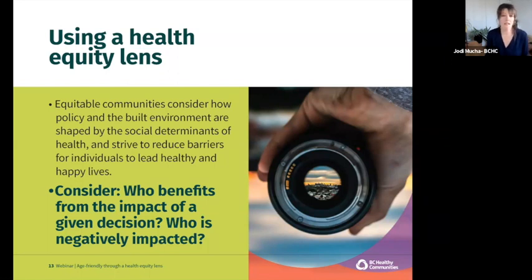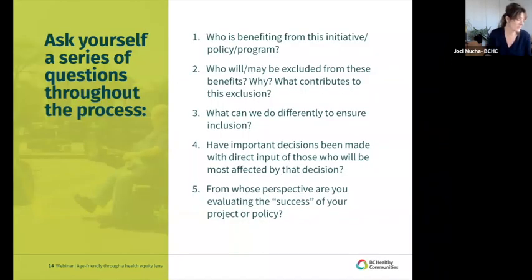And so if we can go to the next slide, there's five key questions that can be used as a lens, at least as a starting point. And as I said, they can be used through all phases of your planning initiative and evaluation processes. So who is it that's benefiting from this initiative, policy, program, or even some procedures that you may be putting into place? And who is it that's excluded? Who's missing? And what is it that's actually contributing to this exclusion? What is it that we might do differently to ensure inclusion?